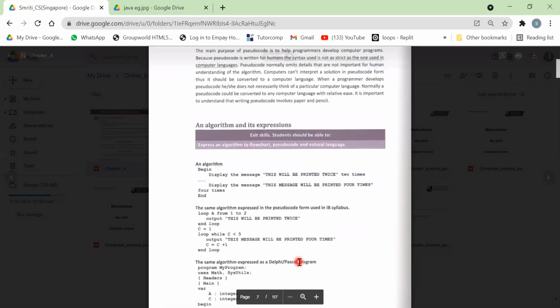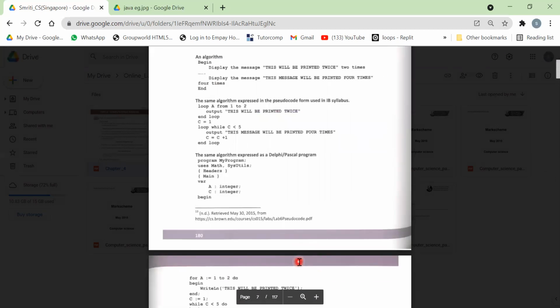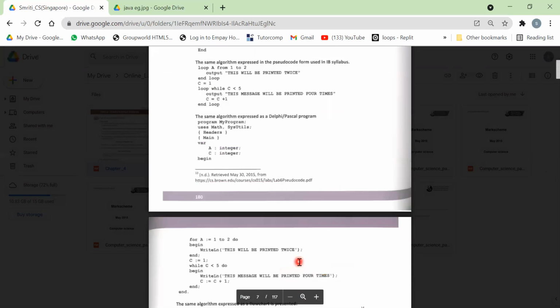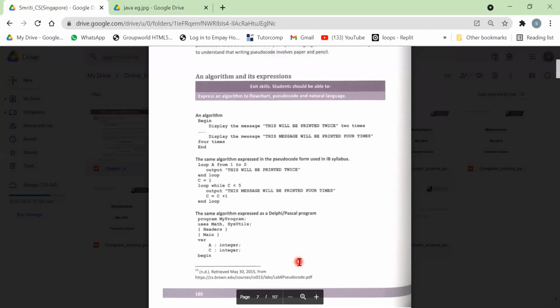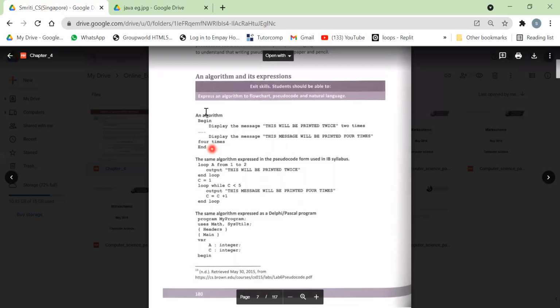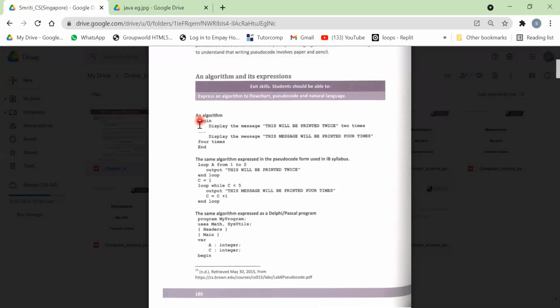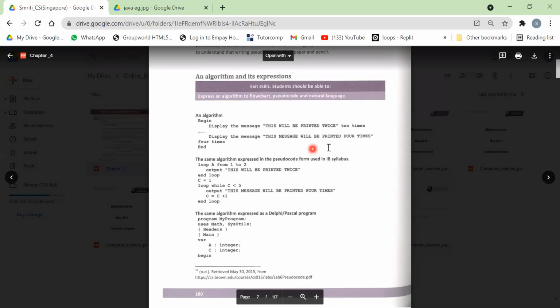Now, let us have a look at this example, which will give us a complete overview of what we studied altogether. So let us have a look at how the algorithm looks. I'm starting the algorithm. I would say begin, display the message, and in double quotes, this will be printed twice, double quotes close, 2 times, and display the message, this message will be printed 4 times, end.